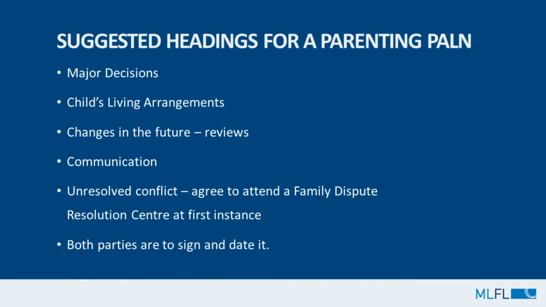So this is if clients are doing it themselves and they're not sure what they need to cover. A parenting plan can cover major decisions, so how major decisions about a child's upbringing are going to be made. A child's living arrangements, who do they live with, who do they spend time with. If there needs to be a change in the future to the parenting plan, should there be some reviews, how often? Should it be a 6-monthly review or a 12-monthly review?